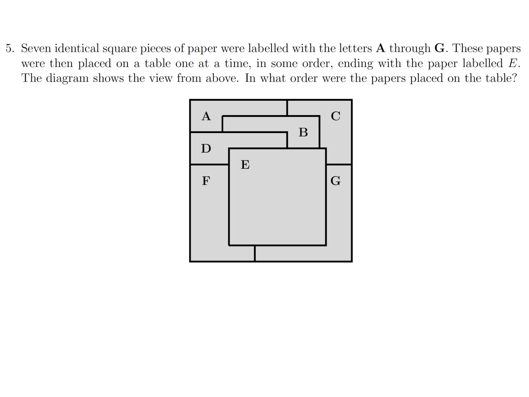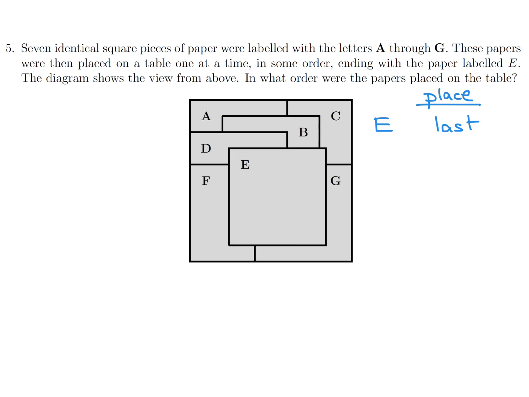Okay, so let's see here. Let's go with the obvious. I think E was placed last, and I think that's fairly obvious because you can see all of it. Because you can see all of it, no other paper was placed on top of it. I think that's the most obvious one.